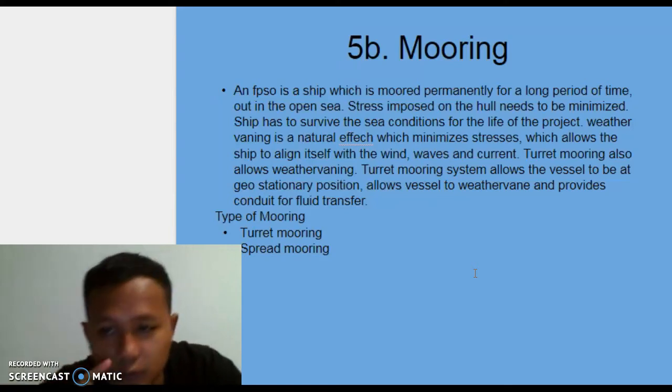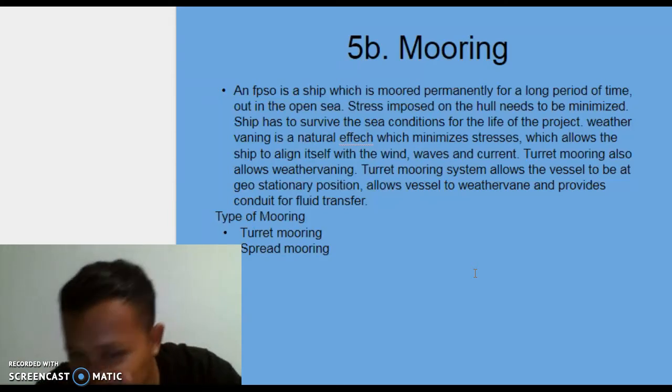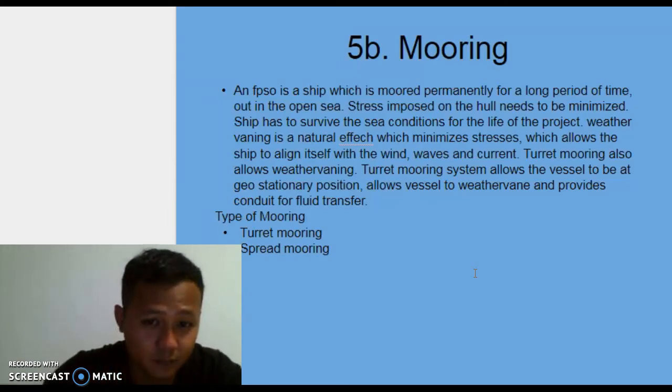The turret mooring system allows the vessel to be at a geostationary position, which allows the vessel to weather vane and provides a conduit for fluid transfer. So there are two types of mooring: spread mooring and turret mooring.